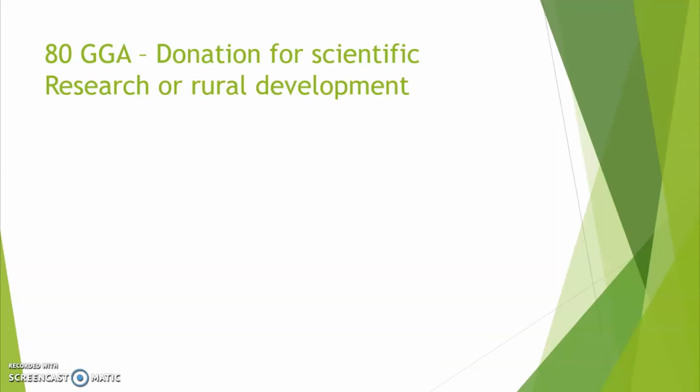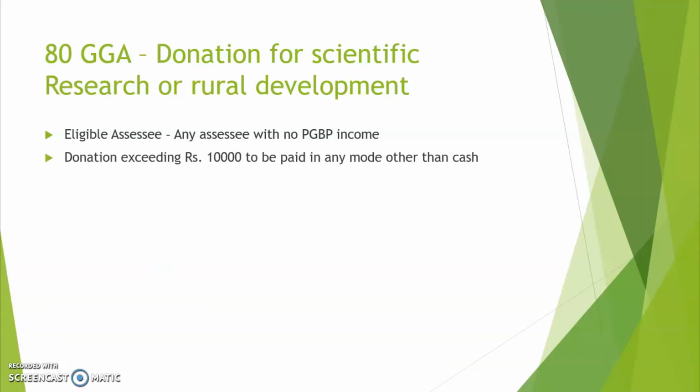So an assessee who is eligible for 80GGA needs to be one who has no PGBP income. So first of all, the eligible assessee is anyone, any kind of assessee with no PGBP income. Now there is a condition to claim this deduction. The condition is that the assessee shall not make any payments exceeding rupees 10,000 in cash. So in order to claim the deduction under 80GGA, donations exceeding rupees 10,000 are to be paid in any mode other than cash.